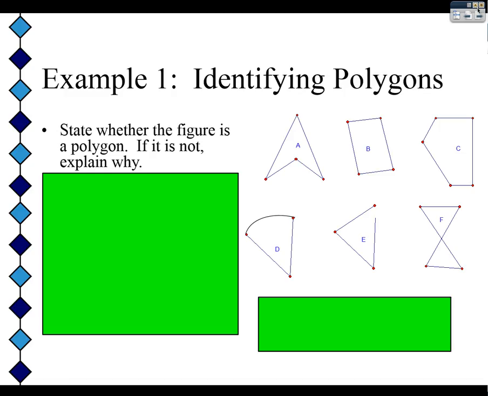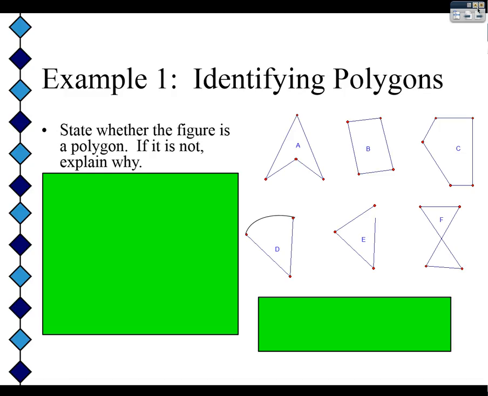Vanessa, how about C? This guy right here. What's wrong with it? How many sides does it have? 5. Is each side straight? Okay, check. Does each vertex connect to exactly 2 sides? So it's okay. It fits the bill, doesn't it? Okay, how about D? Mallory, how about D? What's wrong? Yeah, it's got a curved side. It's out. What about E?